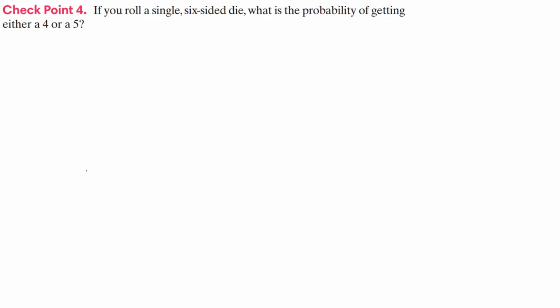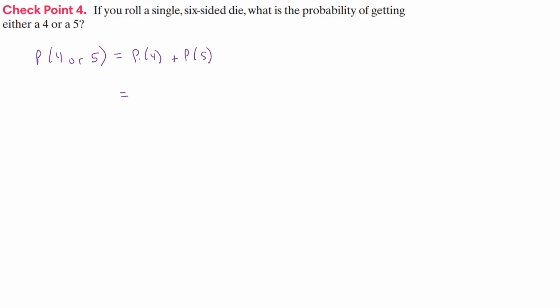So, if we're going to roll a single six-sided die, what is the probability of getting either a 4 or a 5? Well, that looks like this: probability of 4 or probability of 5. If we think about that, can we roll a 4 and a 5 at the same time? No. So that means they must be mutually exclusive. So we can just find the probability of 4, add the probability of 5, and that will give us the probability of 4 or 5.